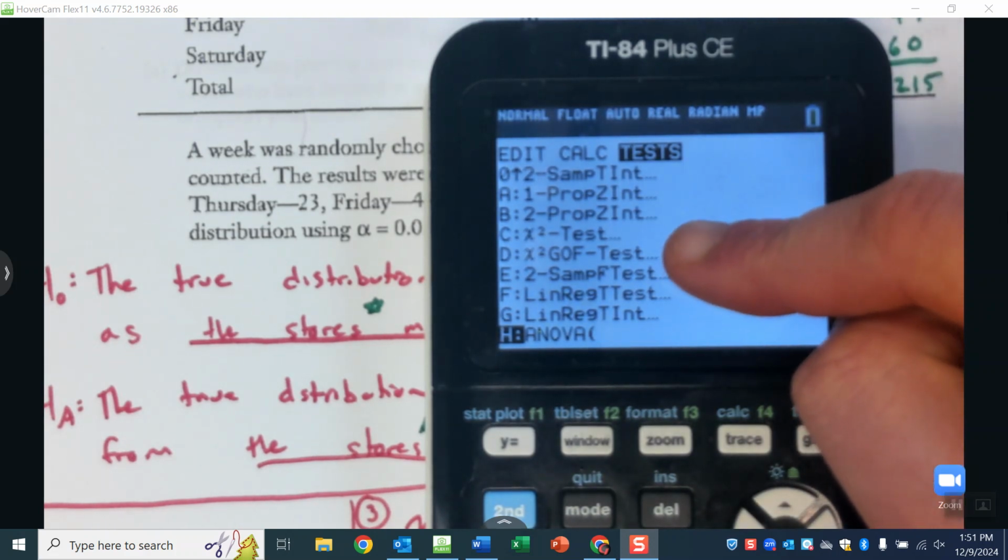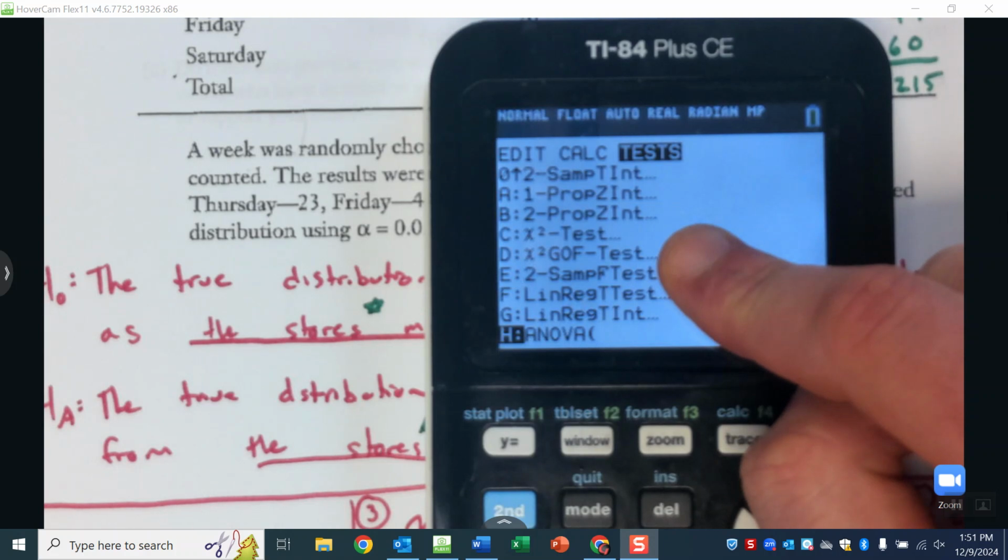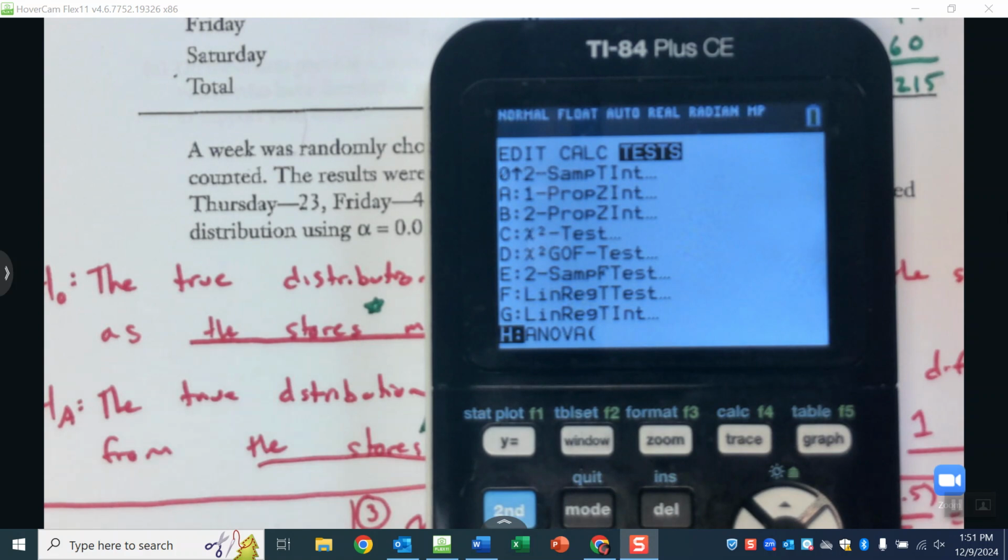TI-83s don't do goodness of fit. This is one of the few things in here that the 83 doesn't do that you need. So just on test day, make sure you let me know, and I'll let you borrow an 84.